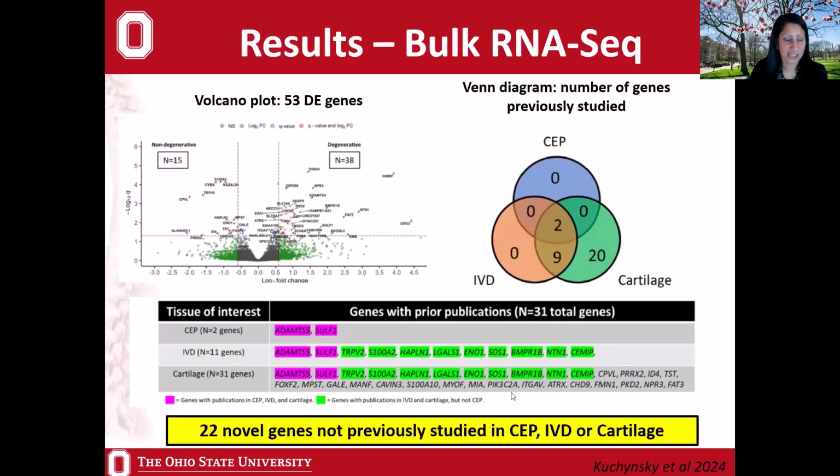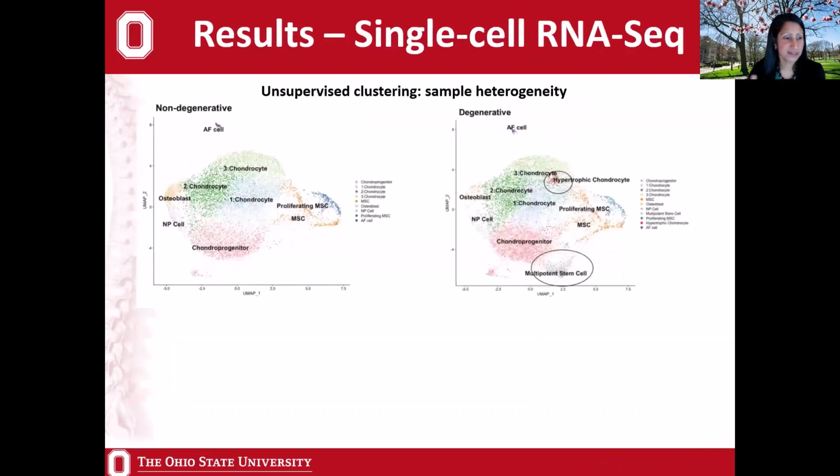This meant that we actually had 22 novel genes that had not been previously studied in the end plate, disc, or cartilage. So this is further work that our lab is doing, starting to validate these novel genes. But in terms of understanding the heterogeneity, we did bulk RNA-seq to give us that broad level view. Now we wanted to do a deep dive into the cell clusters and the cell populations that existed within the cartilage end plate.